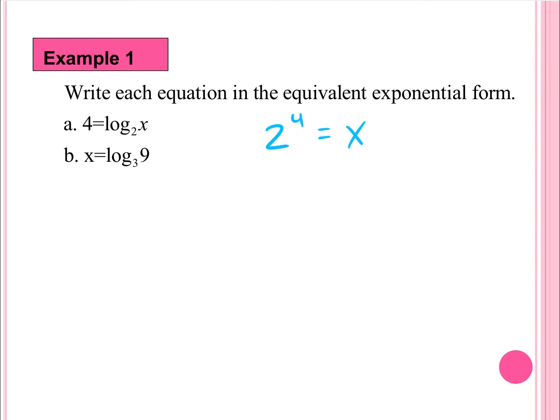All right, for the second one, what's my base? 3. What's going to be the exponent on 3? x, and what's it equal to? 9. So notice how it's 3 and 9. Those are not going to be the ones that are touching. So you always just switch the position of the other two. Any questions here?